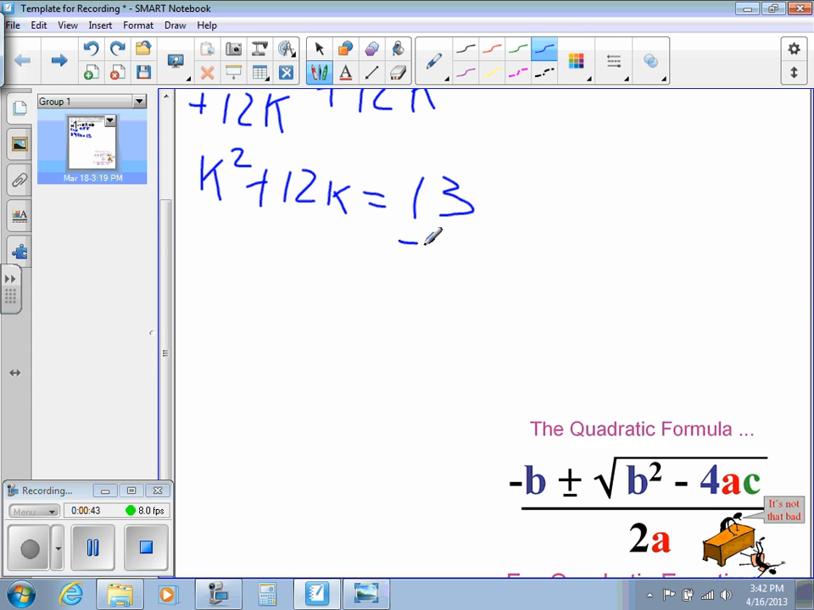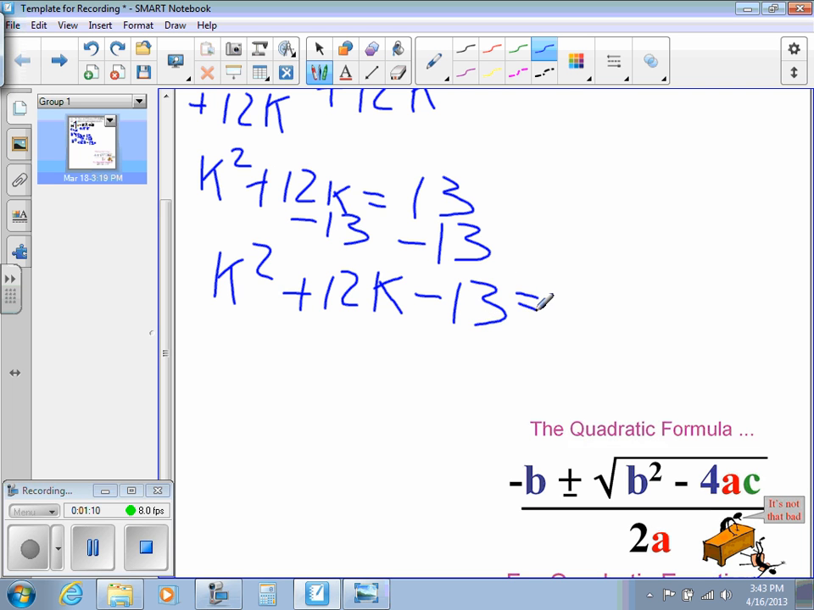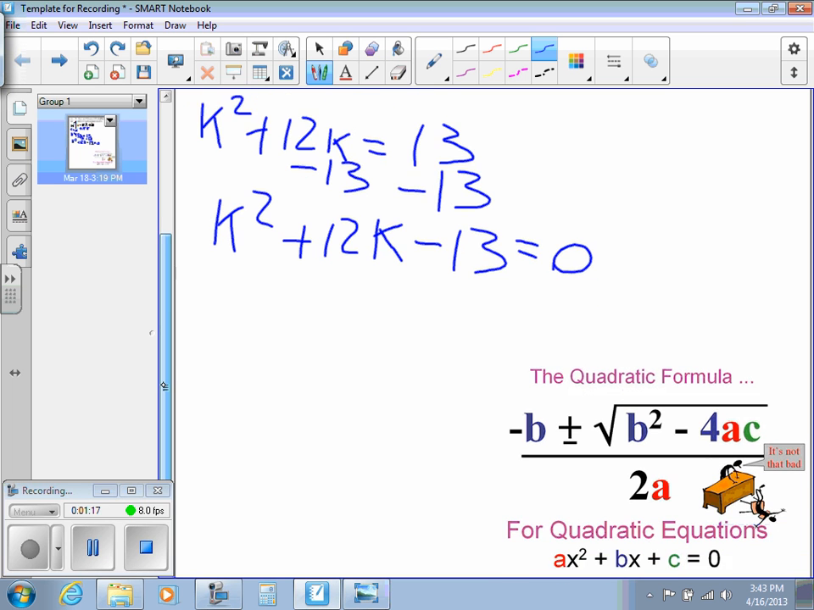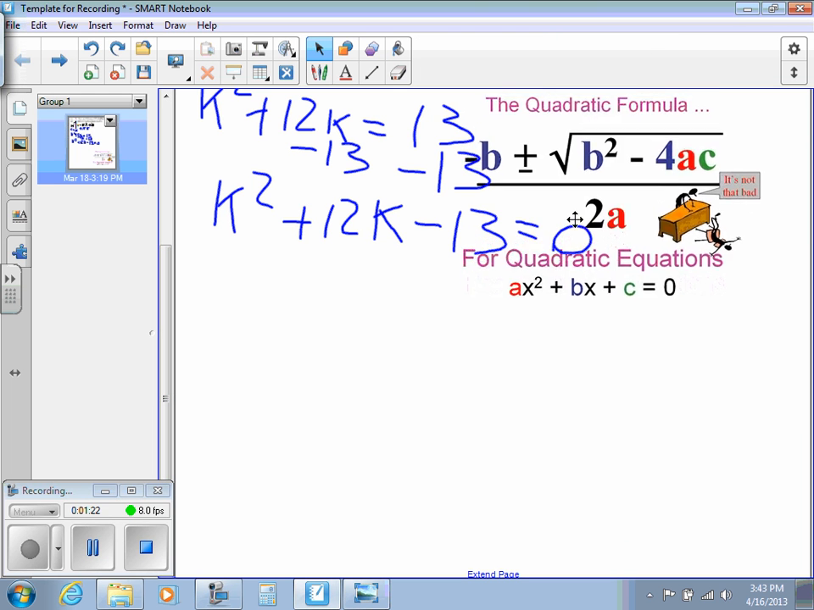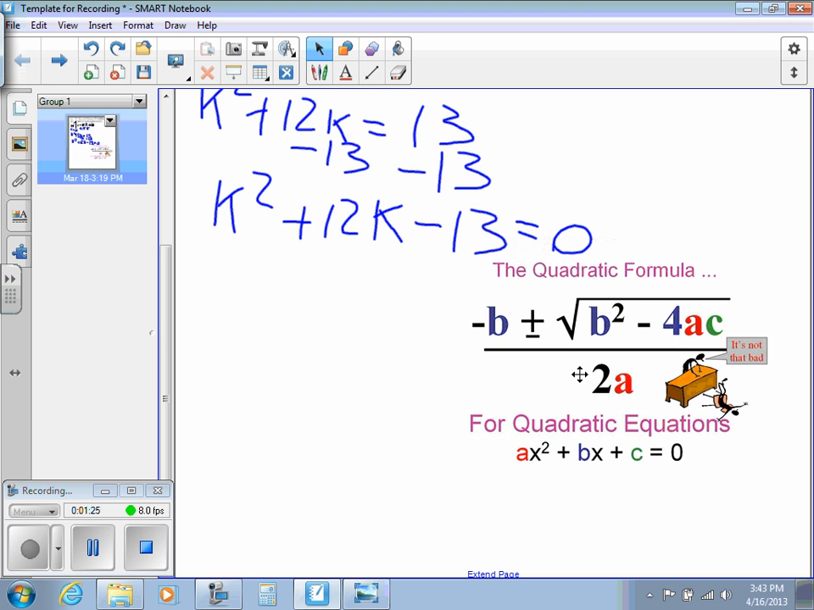And then I will subtract 13 from both sides of the equation, giving me k squared plus 12k, let me fix that, 12k minus, oh, there's my problem, I forgot to subtract on this side, minus 13 equals 0. Okay. So now, oh, nice, it's a see-through.